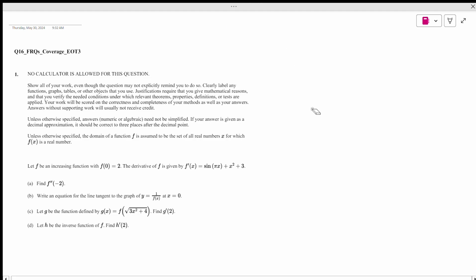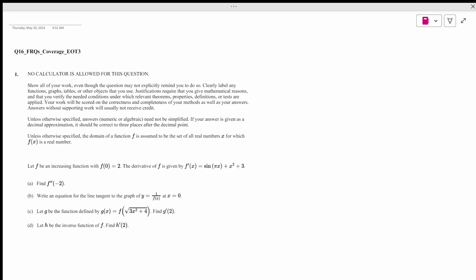Hello everyone, in this video I will be working on question 16 for the end of term exam of grade 11 elite. So the first question, it says let f be an increasing function with f of 0 equals 2. The derivative of f is given. Part A, find f double prime of negative 2.